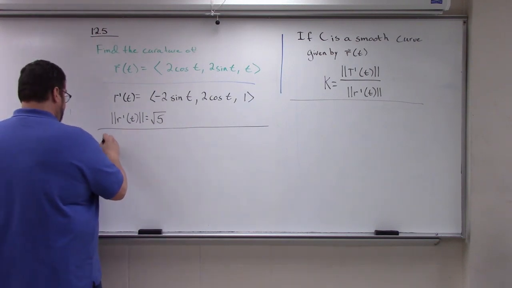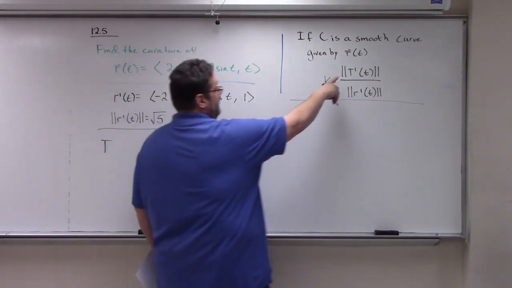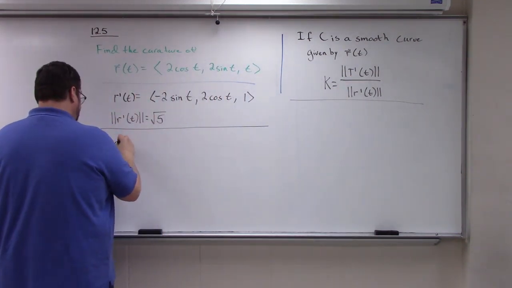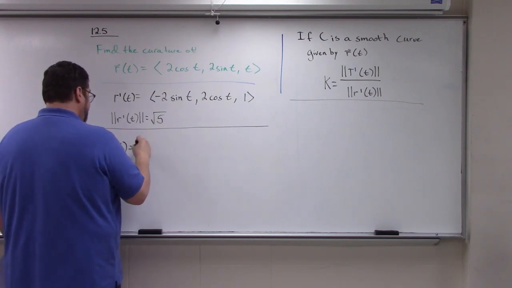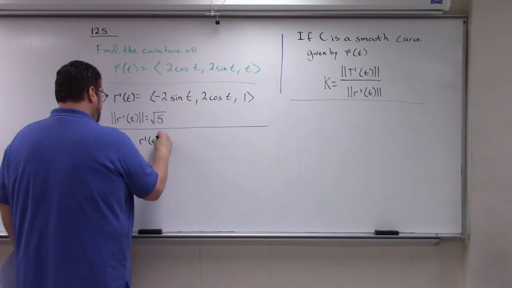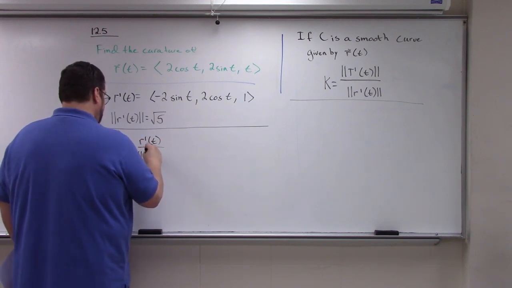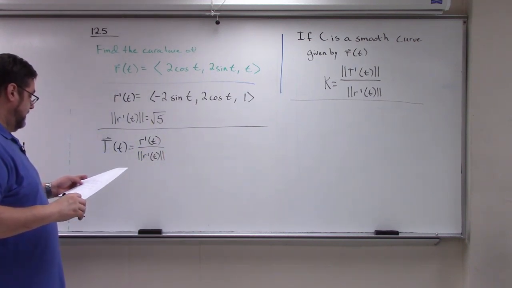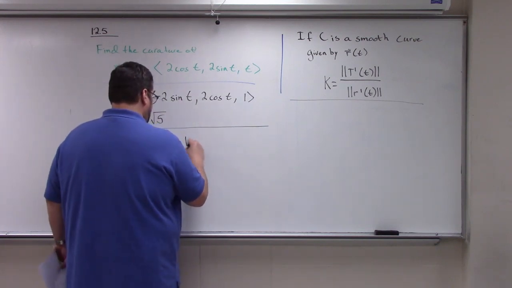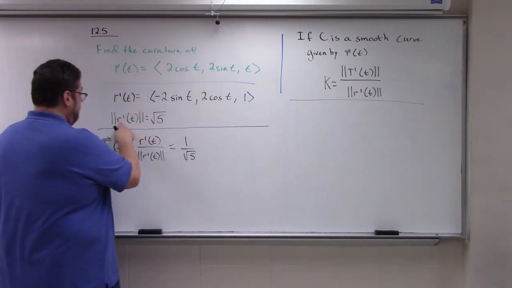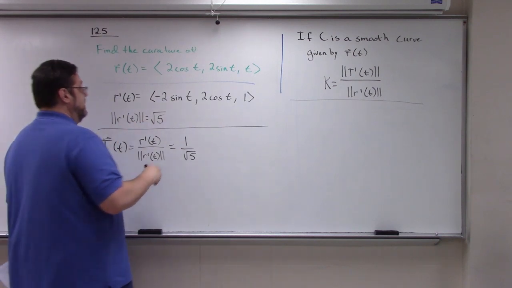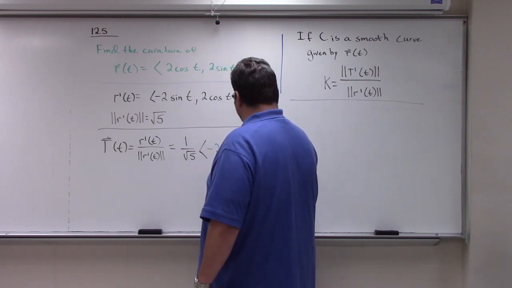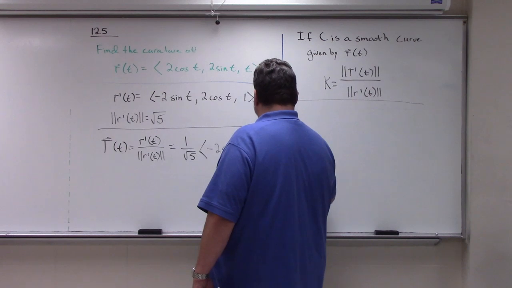Need to find T of t, because remember, we're headed to find T prime. We already know what our magnitude of r prime is. T of t is defined as r prime of t divided by the magnitude of r prime of t. That's the definition. So this is going to be 1 over the square root of 5, because the magnitude of r prime is square root of 5, times negative 2 sine t, 2 cosine t, 1.